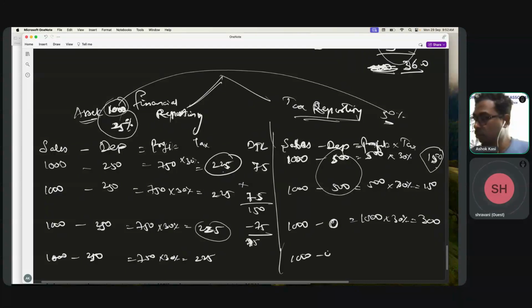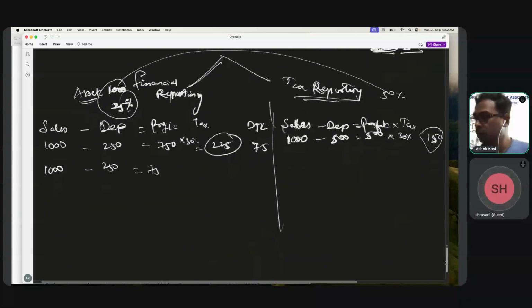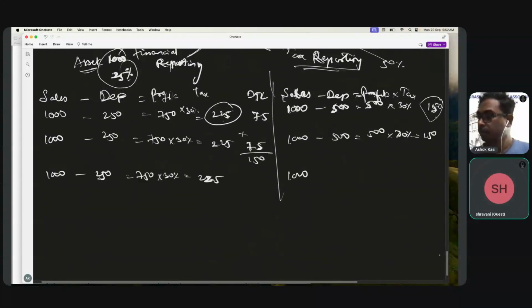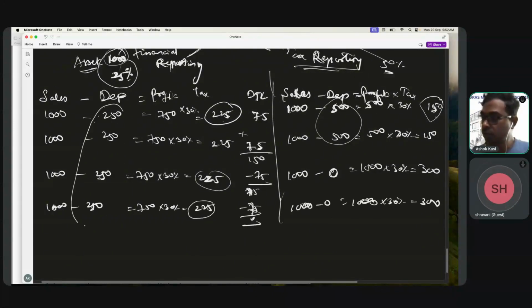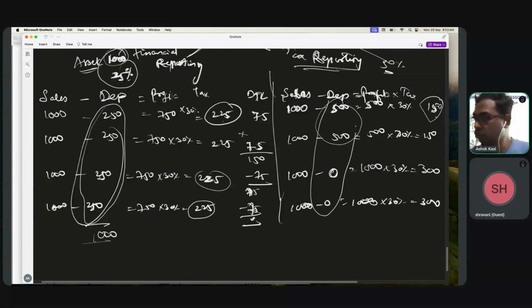Here, 1000 into 30 percentage comes to 300. The government says again give me 300, but my accounting tells me I have to give only 225. So I have to pay 300, but from this liability I will reduce again. See now, at the end, after 4 years, you see what is happening here. I have overall depreciated how much? 1000 rupees, right? I have depreciated here also 1000 only. So it is the same depreciation, it is just a timing difference.